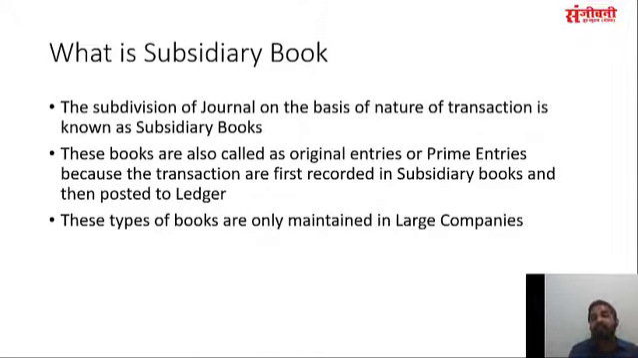A separate book for cash transactions, separate books for credit transactions. So we'll see what the subsidiary books are. The subdivision of the journal on the basis of the nature of the transaction is known as subsidiary books. These books are also called original entries or prime entries. As I told you, subsidiary books are just another part of the journal. So if anyone asks you, are the journal and subsidiary books one and the same? It is not exactly the same, but it is nearly the same, because the work is done as it is, and it is only maintained in large companies.